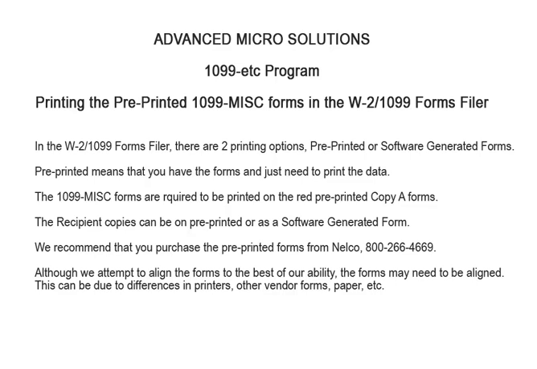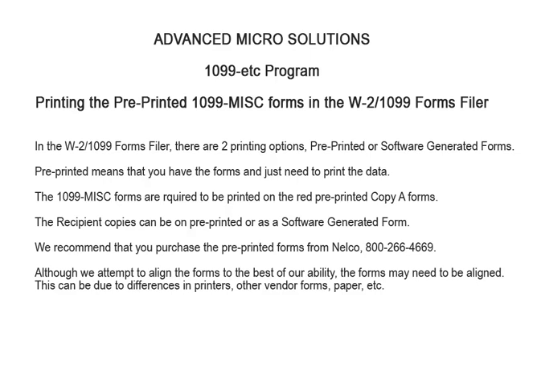This tutorial covers printing the pre-printed 1099 miscellaneous forms in the W-2 1099 Forms filer. To begin, in the W-2 1099 Forms filer, there are two printing options: pre-printed or software-generated forms. Pre-printed means that you have the forms and just need to print the data. The 1099 miscellaneous forms are required to be on the red pre-printed forms.